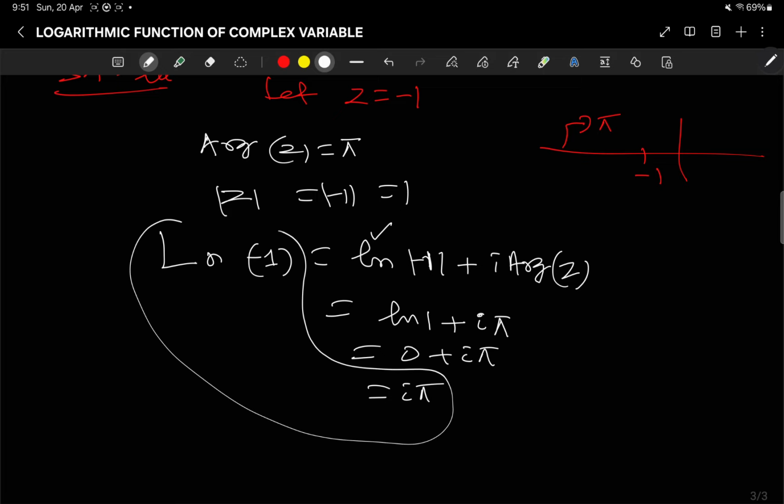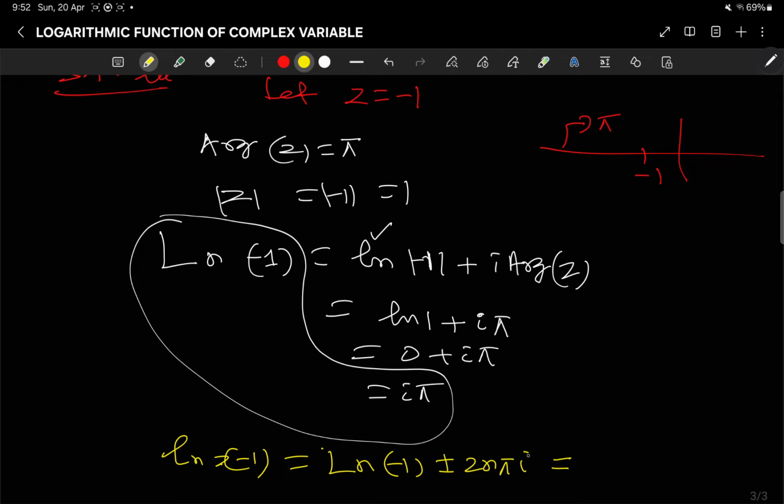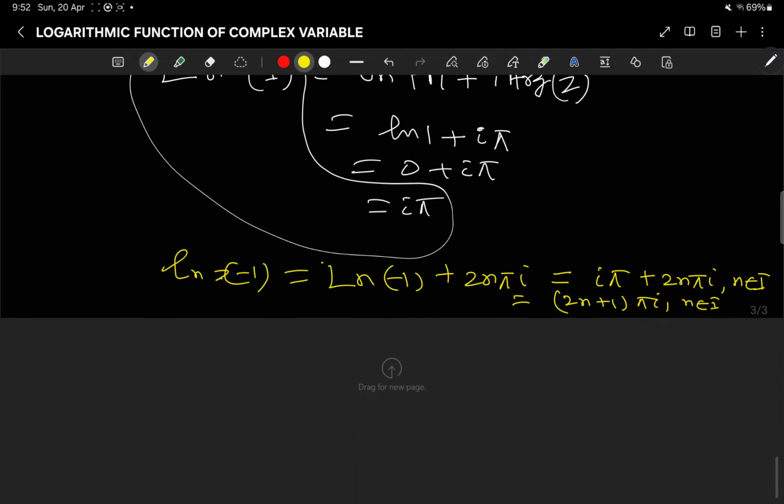So this is the principal value. Now what is your general value? The general value, small ln(−1), is equal to the principal value plus or minus 2nπi. Or if I write plus, then it will be iπ + 2nπi, n is an integer. So I can write it as (2n + 1)πi, n an integer, right?